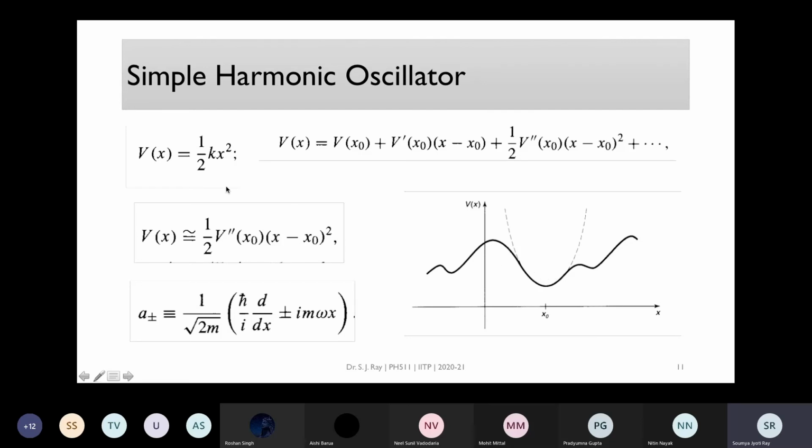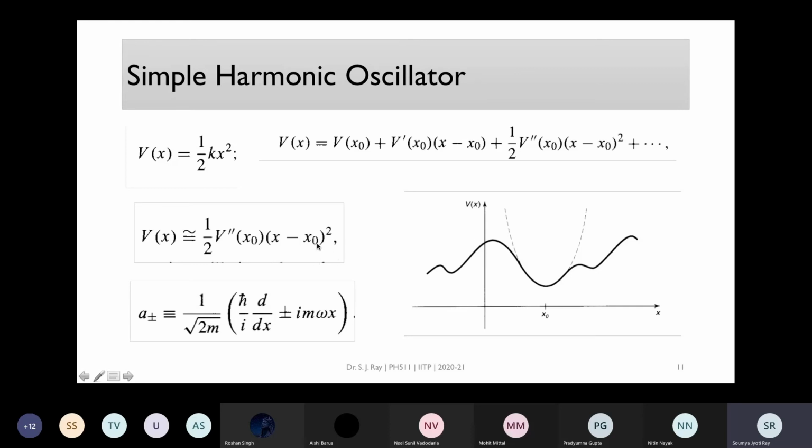If V(x) is half k x square, that means it is centered around x equal to 0. If you disturb this, it will oscillate around x equal to 0, between plus x and minus x, and keep on oscillating. That is called harmonic oscillation. But if I add another term like this, then I bring in anharmonicity, which means this potential will no longer be symmetric around x equal to x0. One side will be a little more asymmetric compared to the other side. That is anharmonicity.